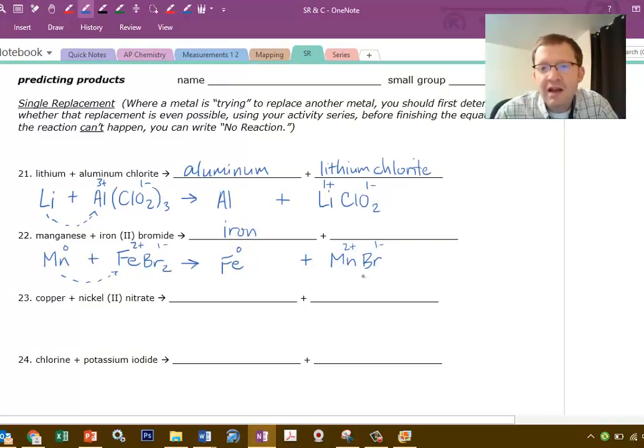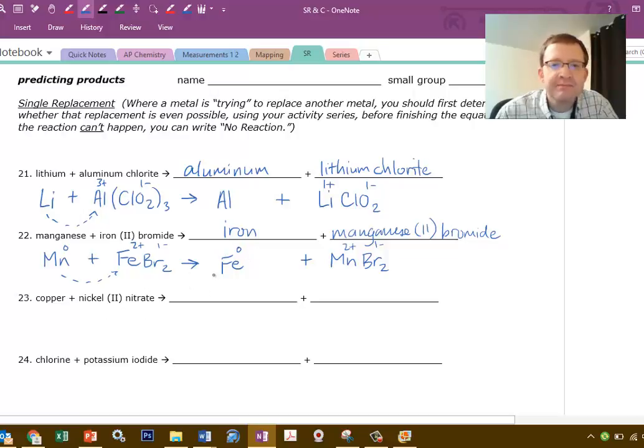So when I put those together in a compound, I need 2 bromides, just like I needed 2 on the other side. And if I name this, now that I've chosen manganese as 2, I definitely need to say that in the name: manganese 2 bromide. Without that Roman numeral, your answer would be wrong because manganese definitely needs a Roman numeral when it's in a compound.